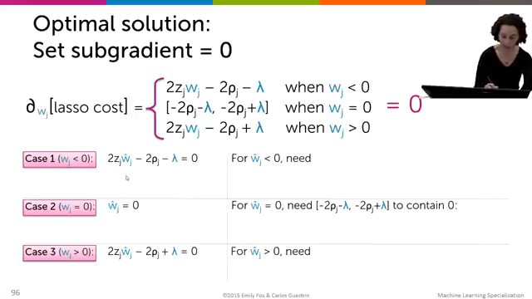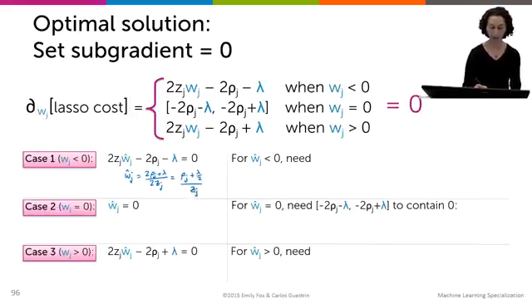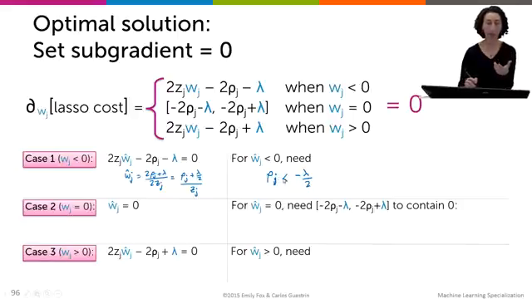So in case 1, where wj is less than 0, let's solve for w hat j. We get w hat j equals 2 rho j plus lambda divided by 2 zj, which I'm just going to rewrite as rho j plus lambda over 2 divided by zj. So I've multiplied the top and bottom by 1/2 here. Okay, but to be in this case, to have w hat j less than 0, we need a constraint on rho j. So if rho j is less than minus lambda over 2, remember this is that correlation term, and that's something we can compute because that's a function of all the other variables except for wj.